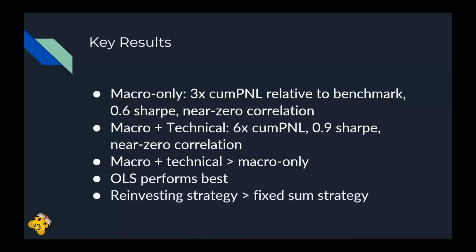Something else I did was to compare these 2 types of strategies. So the reinvesting strategy is basically I would reinvest my entire portfolio for each trade that I place, versus the fixed sum strategy, which is I would invest a constant X dollars for every trade I place. And it turns out that the reinvesting strategy tends to perform better.